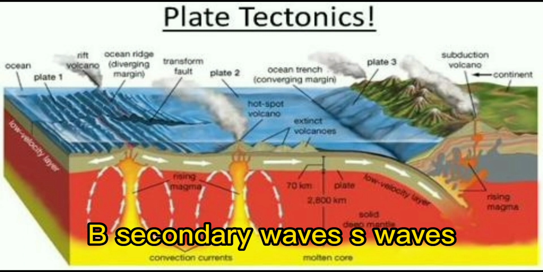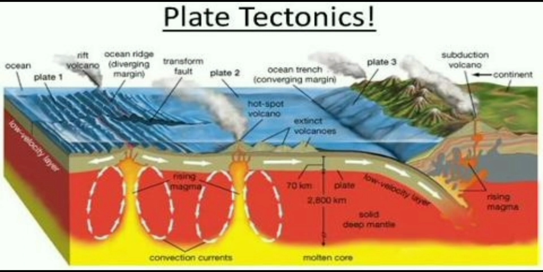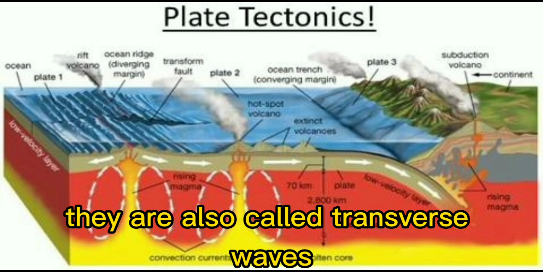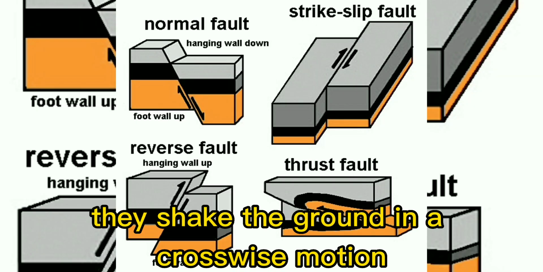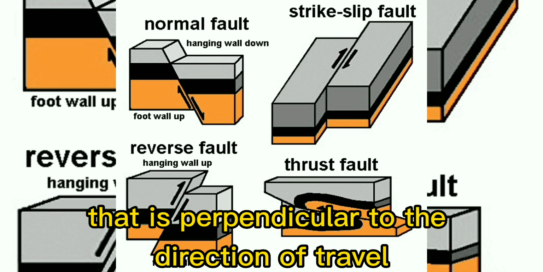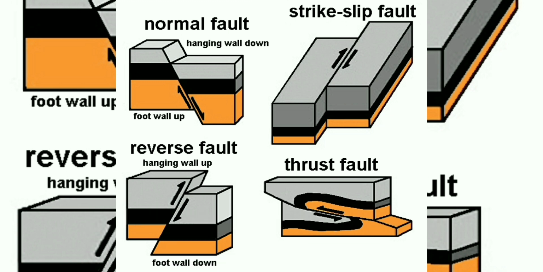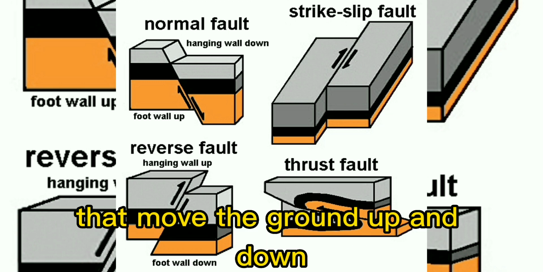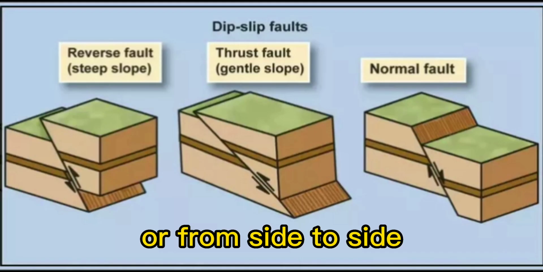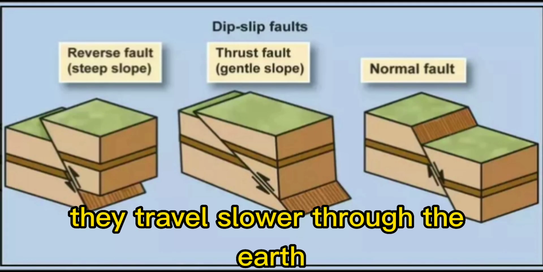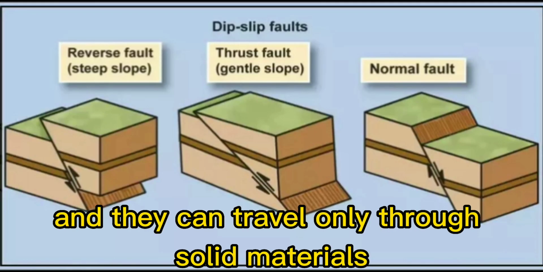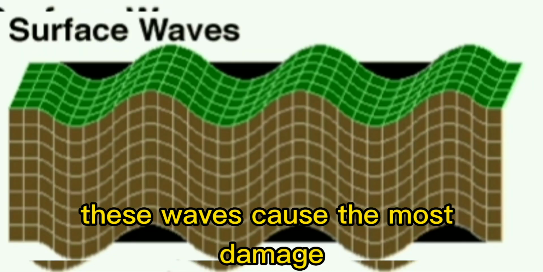B. Secondary waves, S waves, the next waves to arrive. They are also called transverse waves. They shake the ground in a crosswise motion that is perpendicular to the direction of travel. These are the shake waves that move the ground up and down or from side to side. They travel slower through the Earth, and they can travel only through solid materials. These waves cause the most damage.